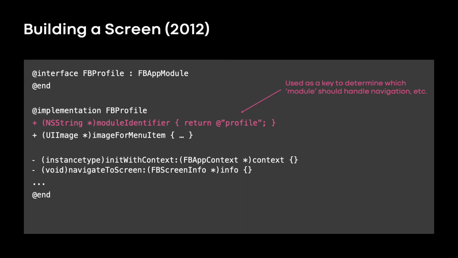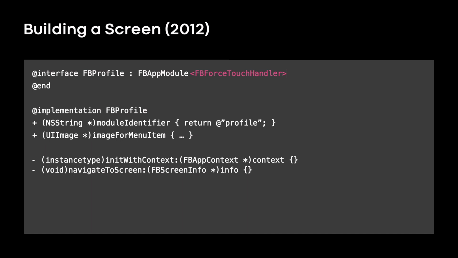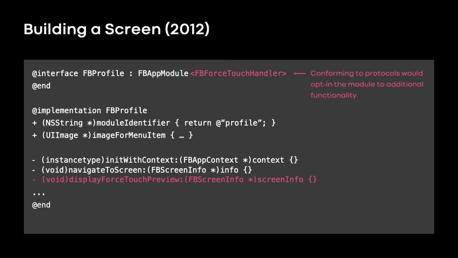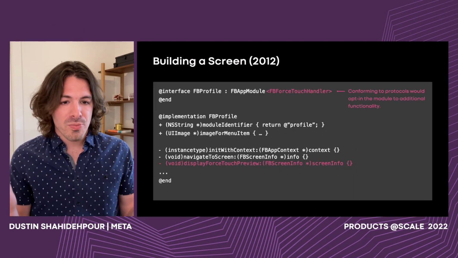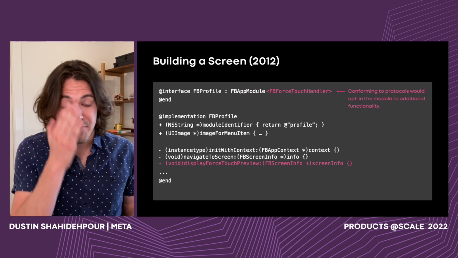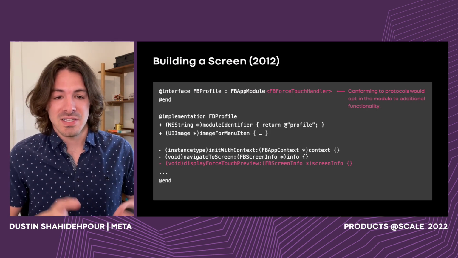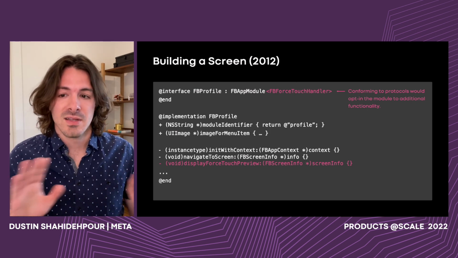This was it. And then lastly, we had all these different optional interfaces that you could conform to to say, oh, well, my screen also does force touch handling, or my screen also does prefetching or something. And this worked really well in the beginning. All the product code was co-located. It was easy to find. Based on the naming convention, it was easy to find which module you were going to work on. Life was good.